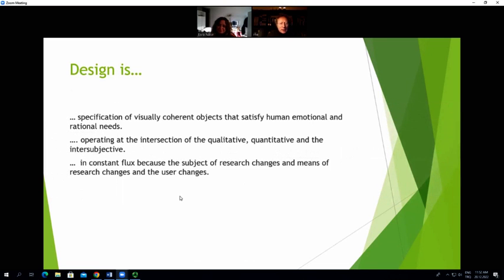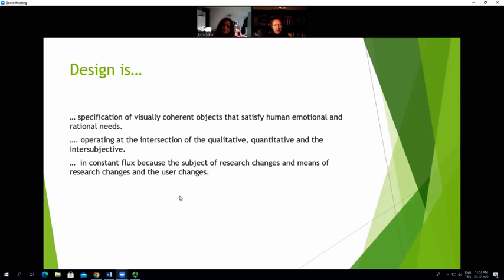And now we've reached the end, and at the conclusion, I would like to say that what I've argued for is that design is the specification of visually coherent objects, visually coherent like nature, that satisfy human emotional and rational needs, that speaks to the person as a human being, but also satisfies their need for functional utility. Both of those things are essential in a designed object. Engineers tend to focus on the rational and artists tend to focus on the emotional. Designers are balancing the two, providing both emotional and rational satisfaction.